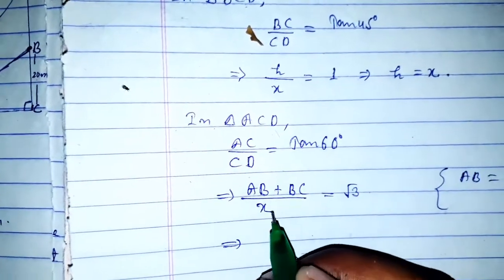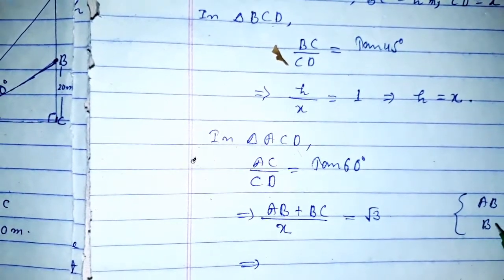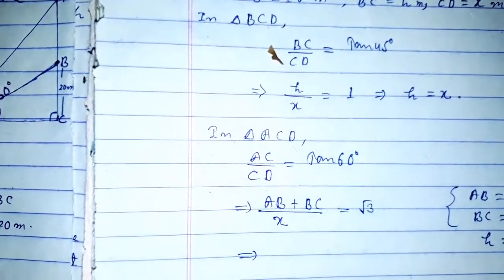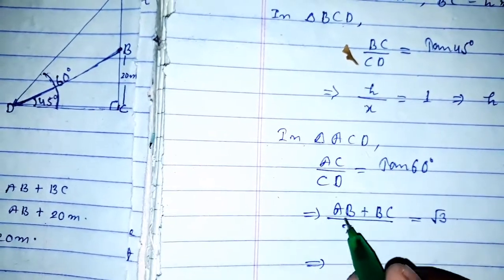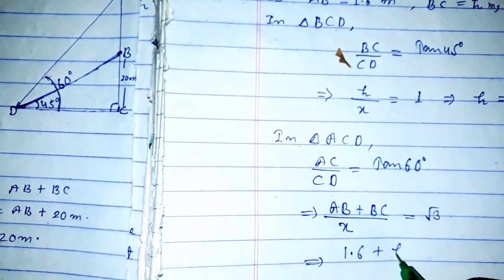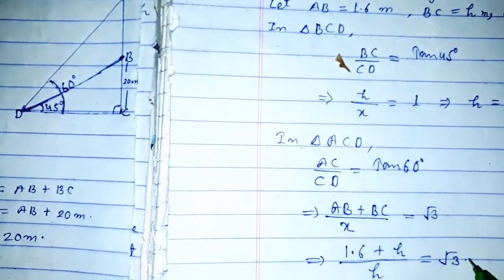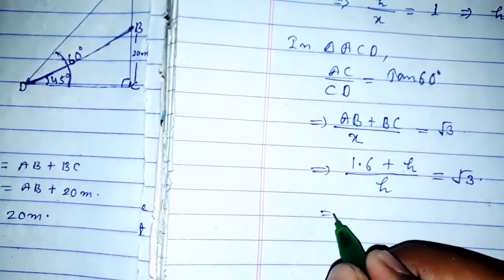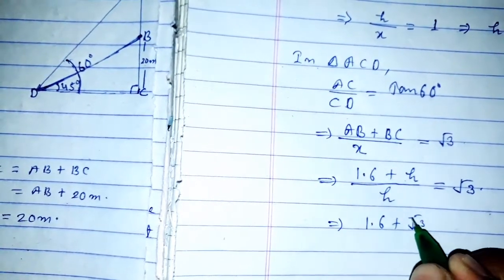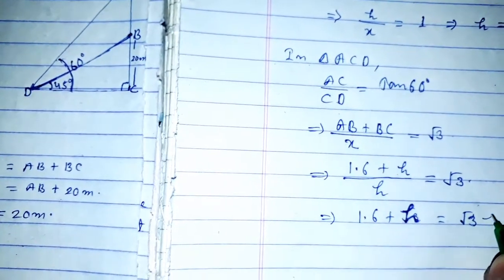So put the value of AB, and BC also find. BC is H, and H equal X, both are equal. So here 1.6 plus H upon H is equal to root 3. Imply that they cross multiply: 1.6 plus H, this is H, equal to root 3 H.